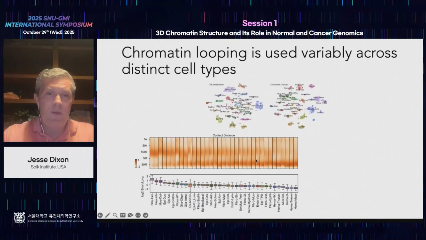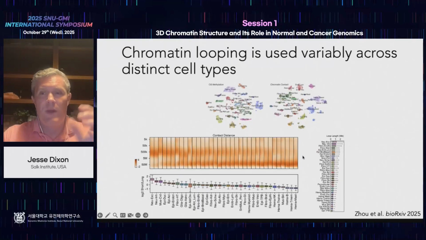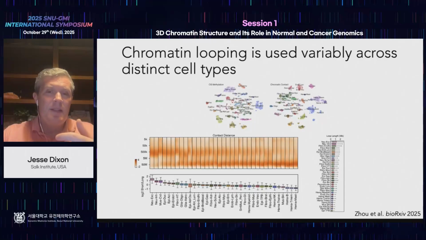We can see this both at this global contact level, as well as if we go in and do things like call individual loops and ask how long the loops are or how many loops you have. And these patterns seem to hold depending upon lineage. And so what we think this means is that there are differences in which ways cells use these different ways of organizing their genome depending upon cell type and cell lineage, which we think is particularly interesting.